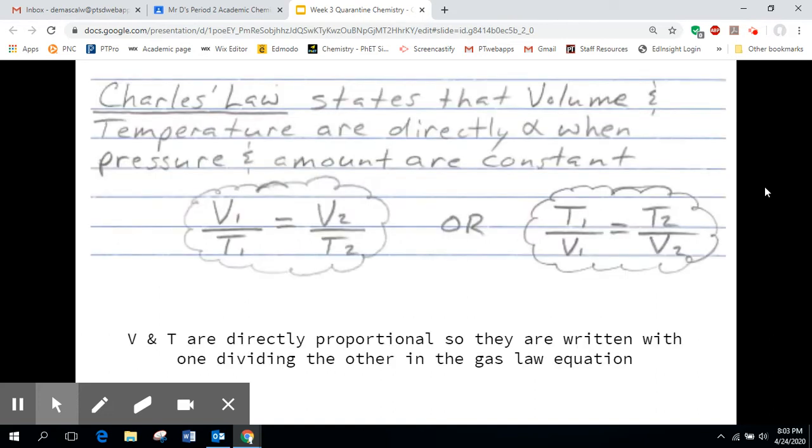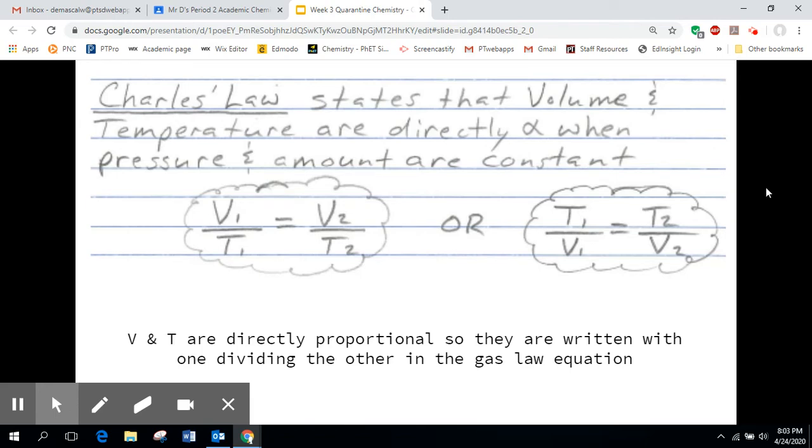So let's look at Charles' law as an example of that. Charles' law tells us that volume and temperature are directly proportional. So they're in the equation, V and T, when pressure and amount are constant. Notice there's no P and there's no N in the equation.